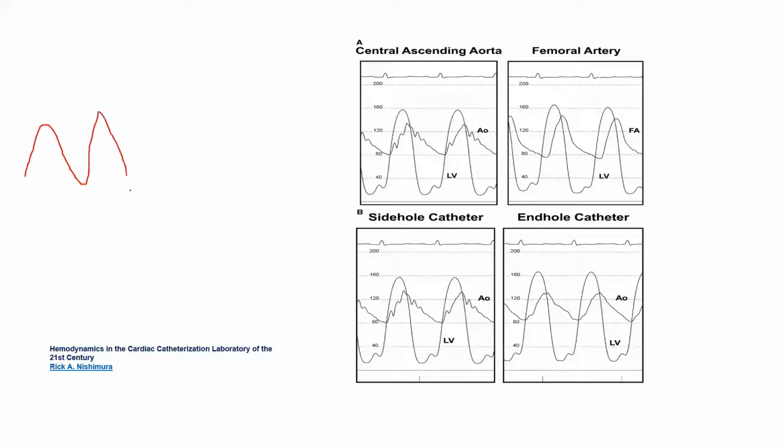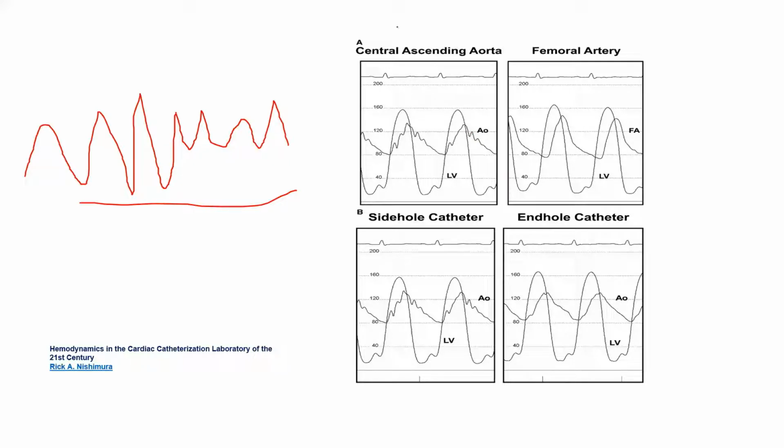LV, LV, LV, then aorta, aorta, aorta, and goes like that. That means it is a single catheter pulled from the LV to the LVOT to the aorta to the distal aorta and downwards. Okay. But here I have two catheters. That means we have simultaneous tracing here, which is LV pressure tracing with aortic pressure tracing.